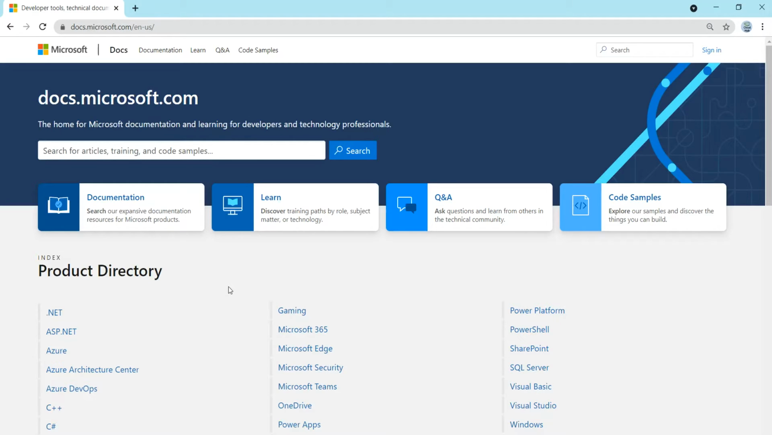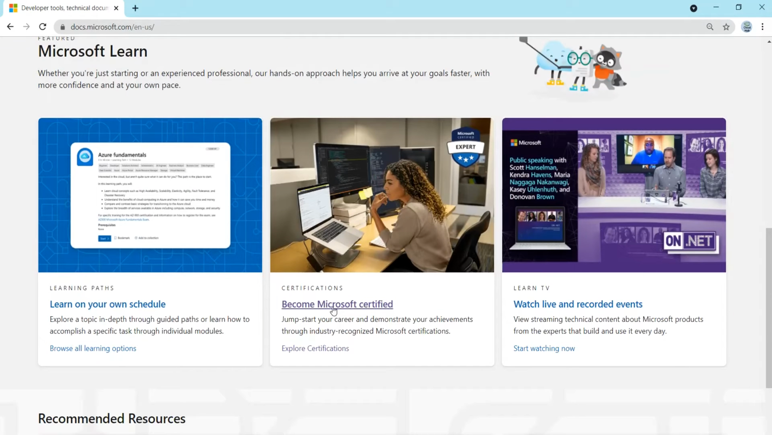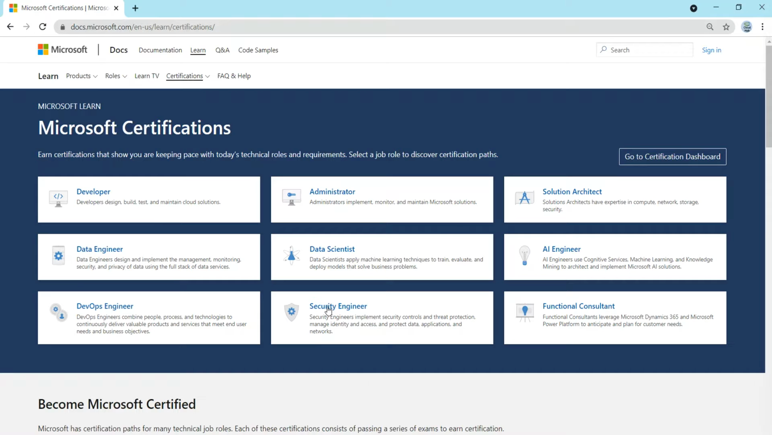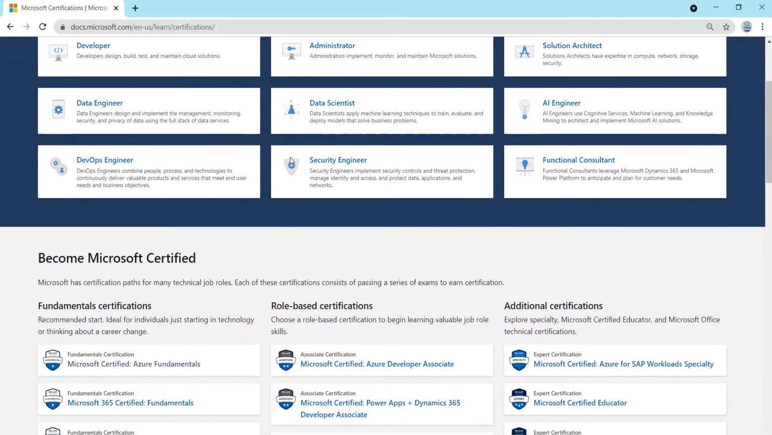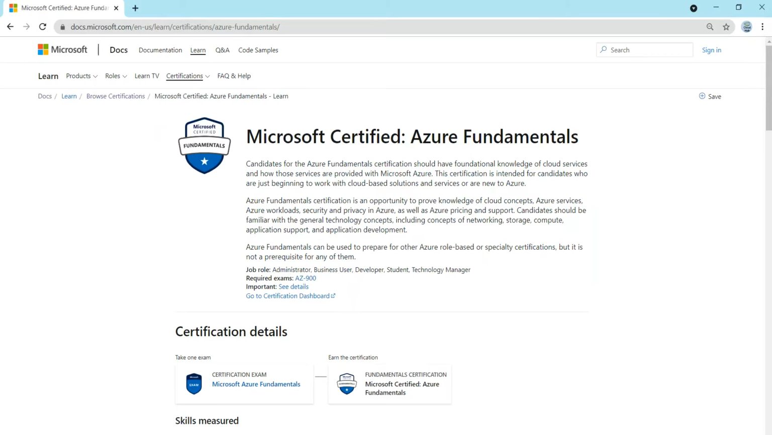So once you come here, come down, you have a Become Microsoft Certified tab. Click on there. You could see here the Microsoft certifications based on the roles available. Drag down below and you could see the Microsoft Certified Azure Fundamentals. So click on that. Then it will take you to the Azure Fundamentals.